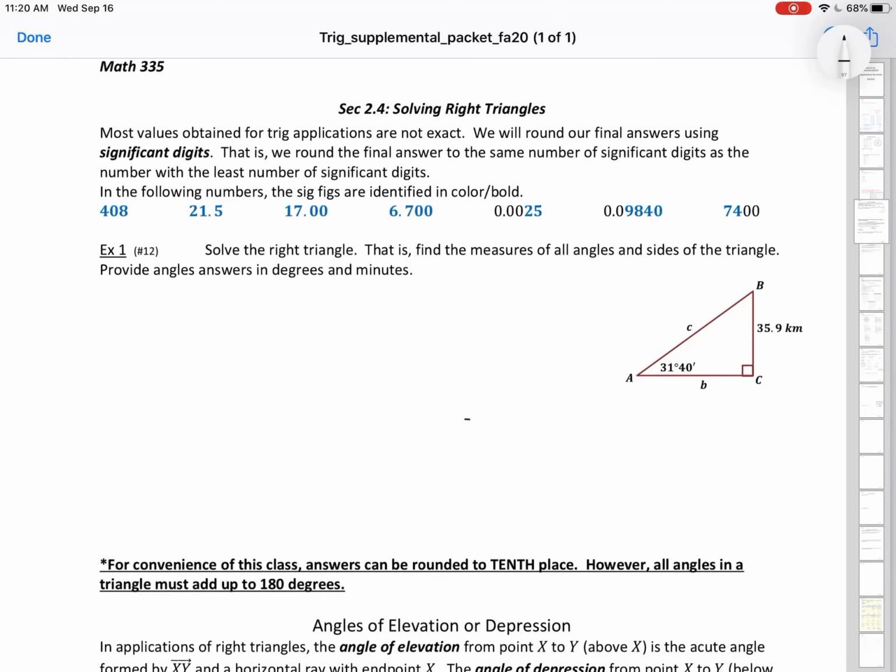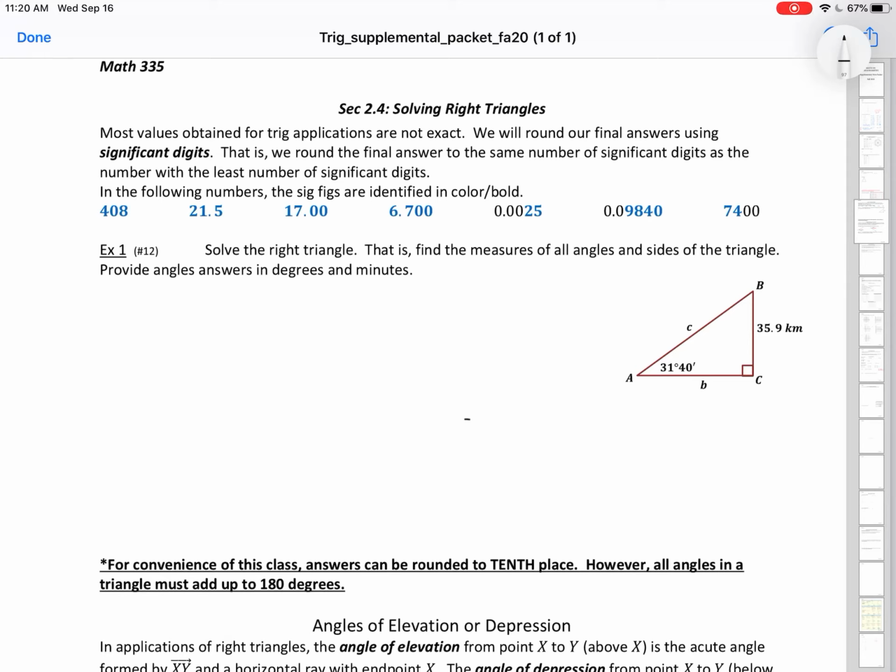Alright, welcome to section 2.4. This is the beginning of the next unit of our study, and we're going to use some of the trig knowledge that we have and solve some right triangle type of work. These next sections will be all right triangle oriented, and then we will move to non-right triangles, oblique type of triangles.